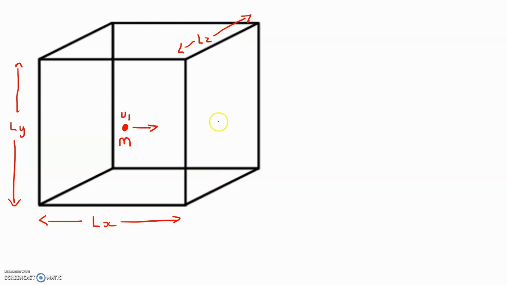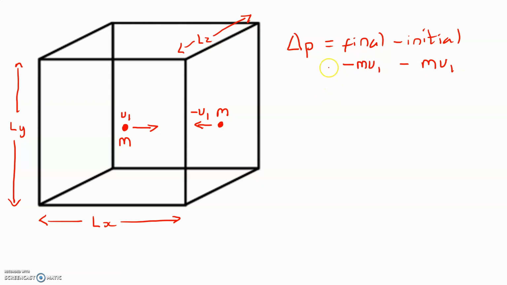Our particle is going to collide with the inside of the right hand face, and when it does there will be a change in momentum. What is that change in momentum? The change in momentum will be equal to the final momentum take away the initial momentum, and the initial momentum is mu1. When the particle collides with the face, it will rebound and still have mass m, but it will be moving in the opposite direction, so its velocity will be minus u1. So its final momentum will be minus mu1, giving a change in momentum of minus 2mu1.